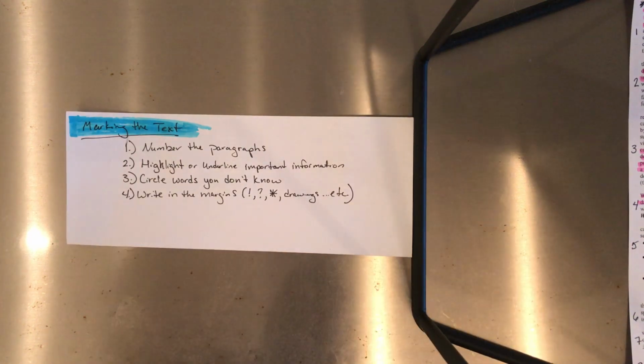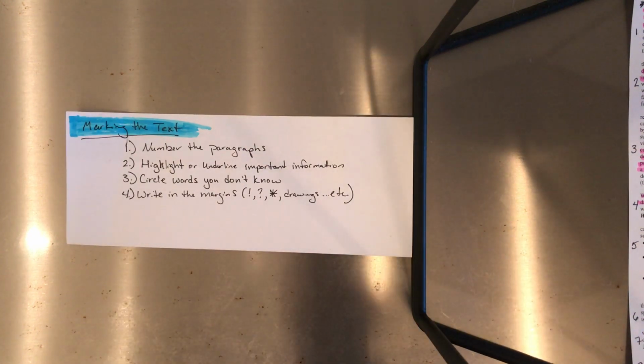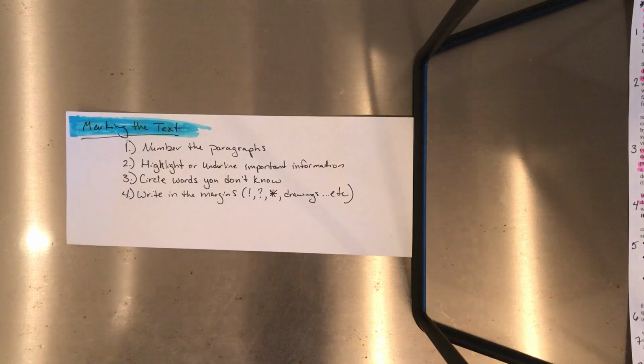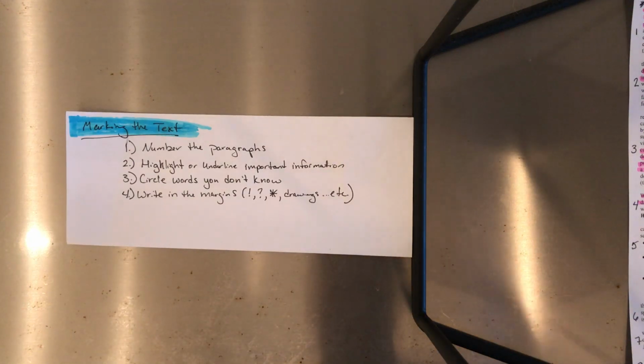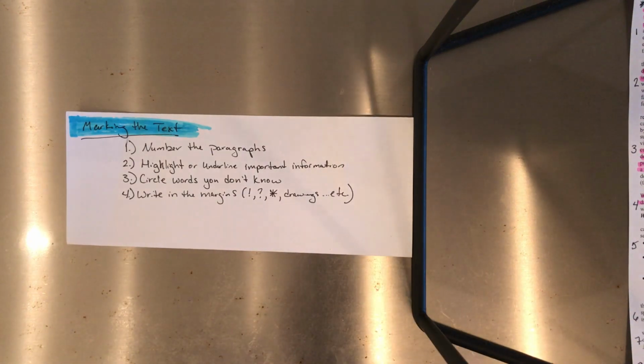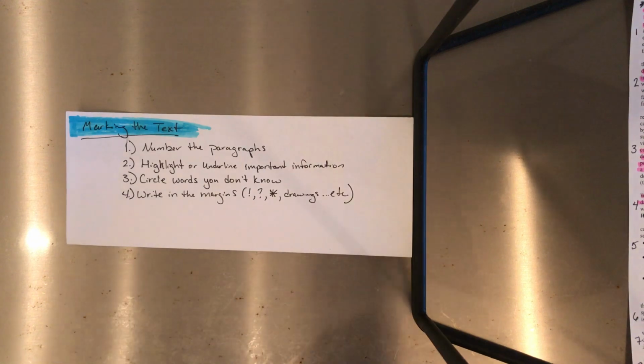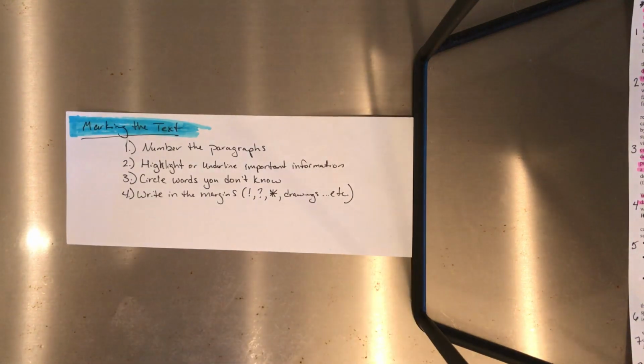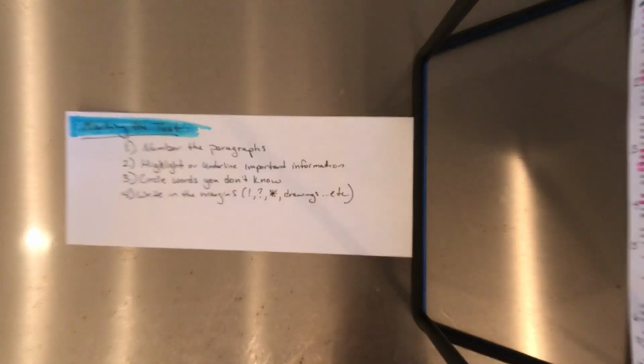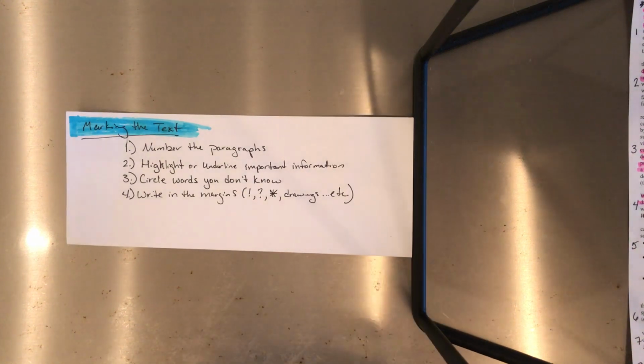So what I have written down here, we'll just do baby steps. We'll go through 1 through 4. Now, obviously there are more marks to the text you can add to this, but we're just going to start off with the easy basics here. So number 1, the first thing you want to do is number the paragraphs. So when you get your sheet, whenever it is you're reading, you want to go through and number those paragraphs.